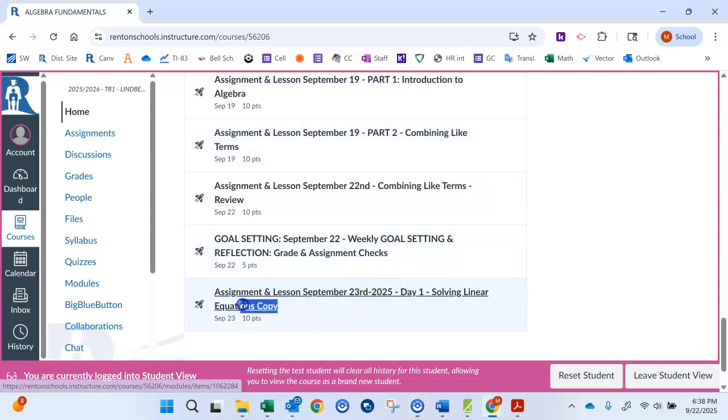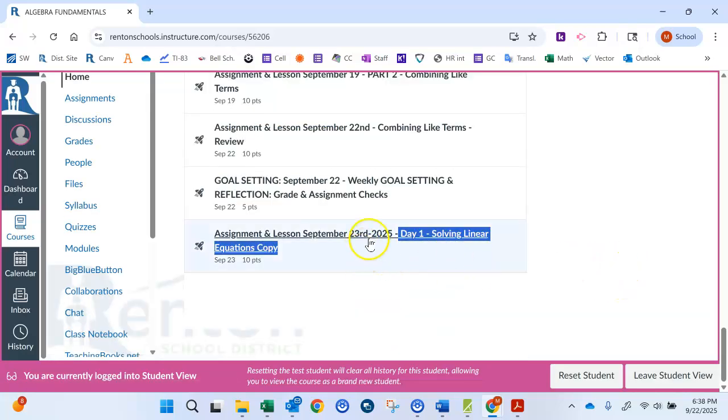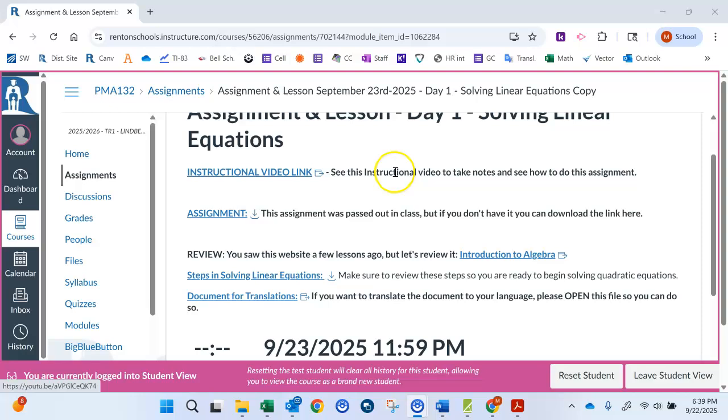Okay, today we are doing this lesson here, solving linear equations, day 1. The date may be different in your video, but this is the assignment that we want. Day 1, solving linear equations. So let's go ahead and click on that. Here's the instructional video that you're watching.